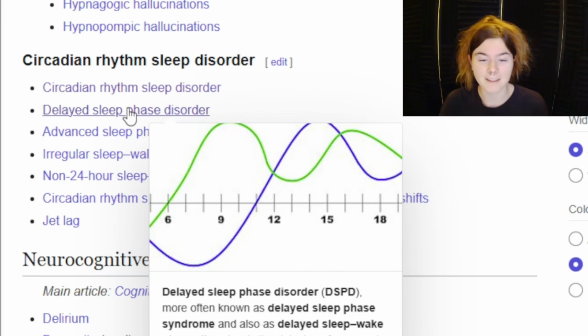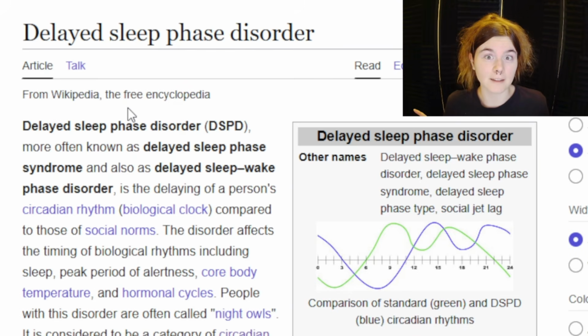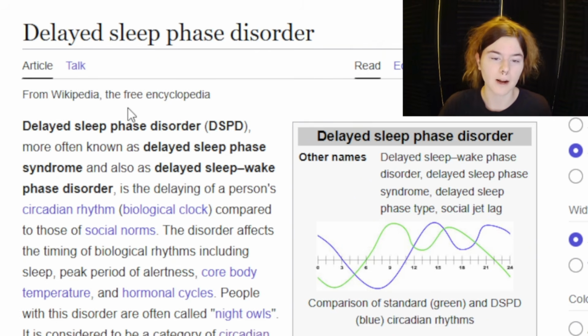Next up, we have delayed sleep phase disorder. This is so hype, oh my gosh. Guess who has this? Take a wild guess. Did you guess me? If you did, I'm proud of you.